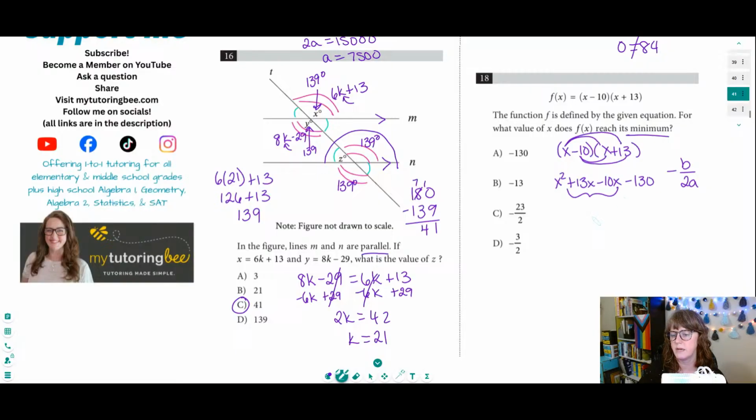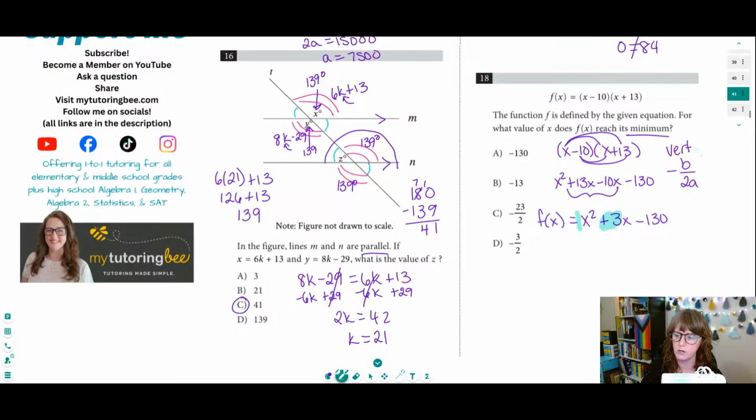We can combine our like terms here. So f of x equals x squared plus 3x minus 130. Okay, so our b and a are going to be the coefficients. B is gonna be the coefficient of the second term, and A is gonna be the coefficient of the first term. This is an understood 1, since we don't see anything there. So I'm just gonna substitute those in.